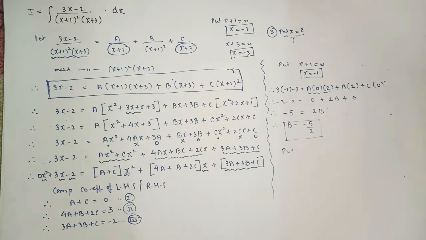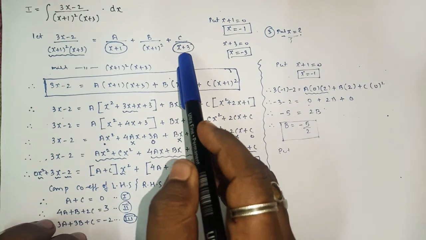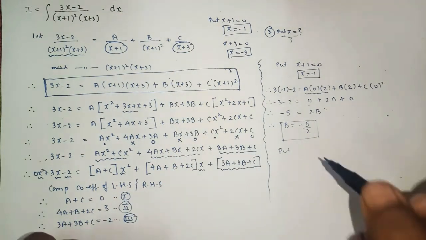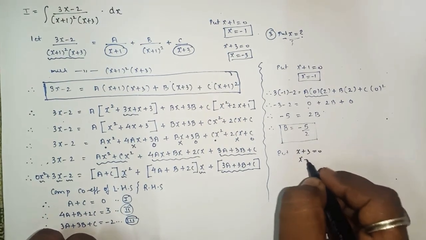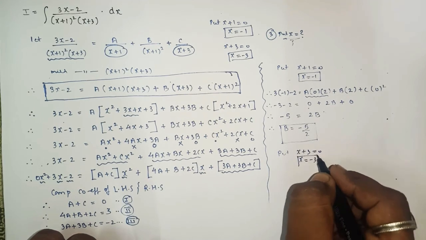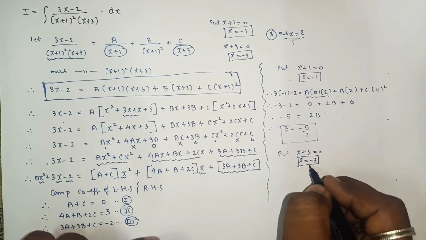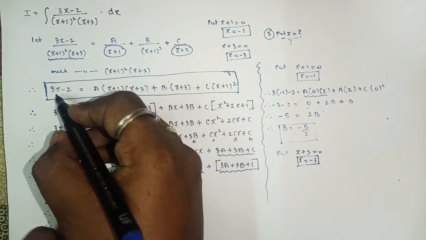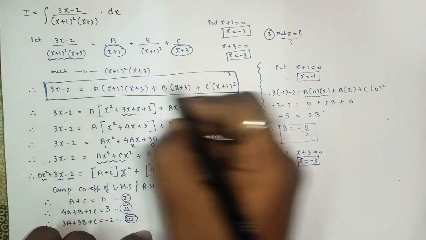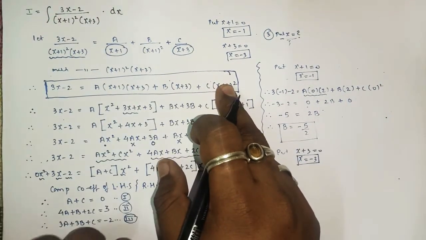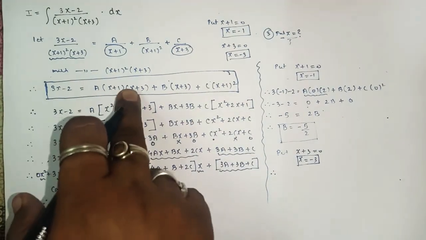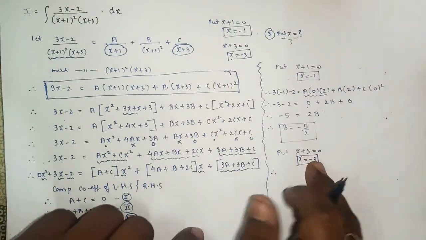In the second case here, the second linear factor is x plus 3. So put x plus 3 equals 0, where you will get x equals minus 3. Now we'll take this x equals minus 3 and replace x by minus 3 in this expression, yes or no? In this part, just simply see wherever you see x, replace the x by minus 3.